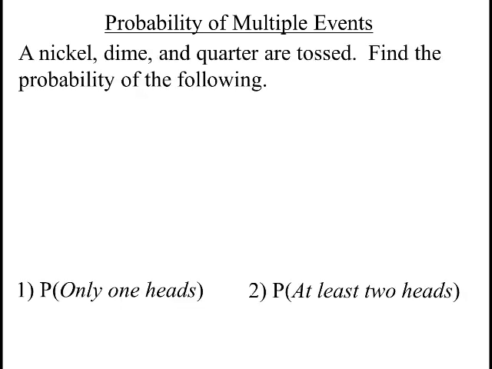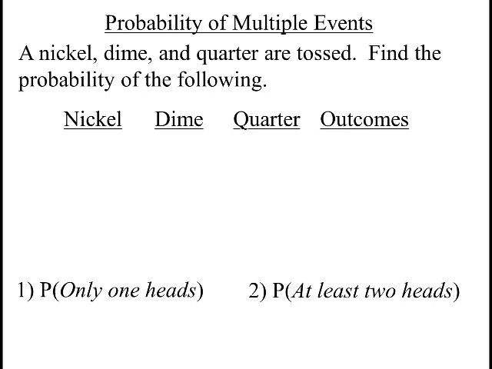Now, some situations like this one require you to be looking at 3 different events. You can't really make an array. It would have to be a 3-dimensional cube, which would be impossible to draw on a flat sheet of paper. So a tree diagram is a much better way to do it. You're looking at flipping a nickel, dime, and quarter, and you want to see what's the probability, in the first situation, of getting only one heads. Well, I'm going to tree out the whole thing.